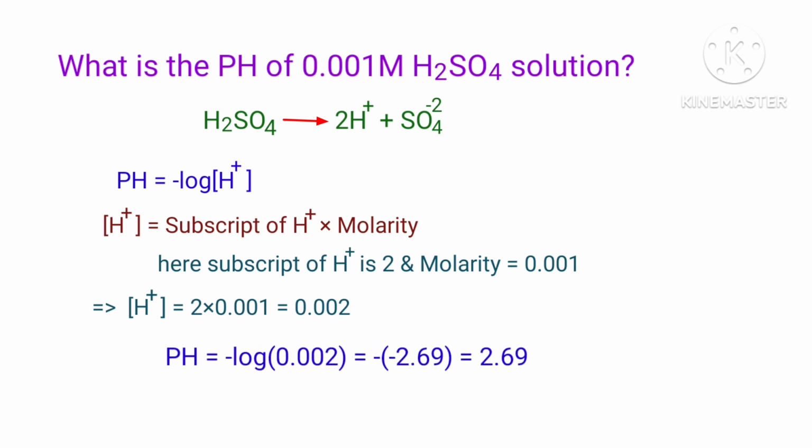So pH equals minus log of 0.002, which equals minus of minus 2.69, that equals 2.69. So pH equals 2.69.